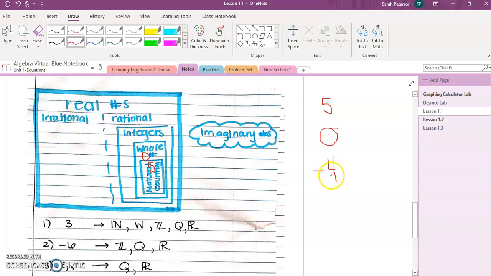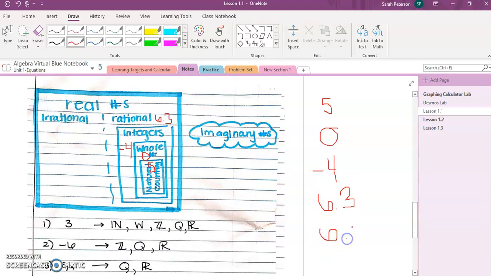The next number I'm going to talk about is -4. And -4 is not natural, it's not whole, but it is an integer because it's a whole negative or positive number. So -4 can go in that category. -4 is rational and it is real. 6.3 is the next number I want to talk about, and that one is not a negative or positive whole number, so that one's going to go in our rational. It does end, so that's what makes it rational. So 6.3 can go there.